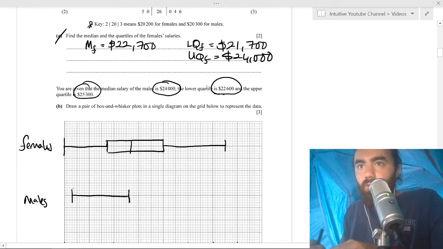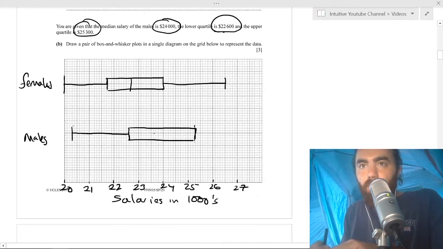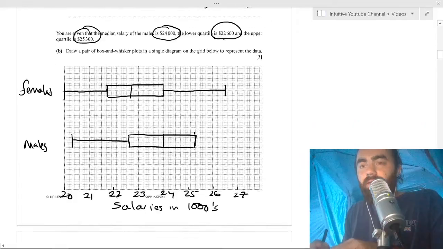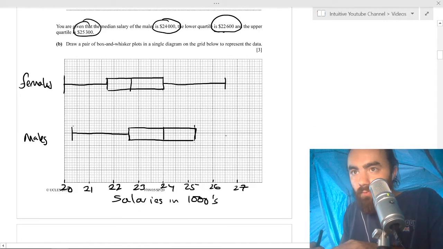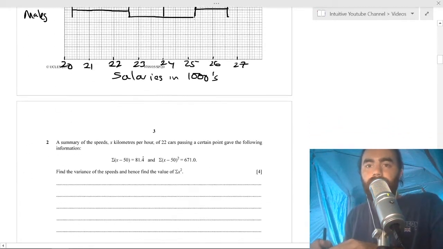And then we do the upper quartile, which is 25,300, here. And then the median is 24,000, which is here. And then the highest value, which is 26,600, which is there. And that's that one done.